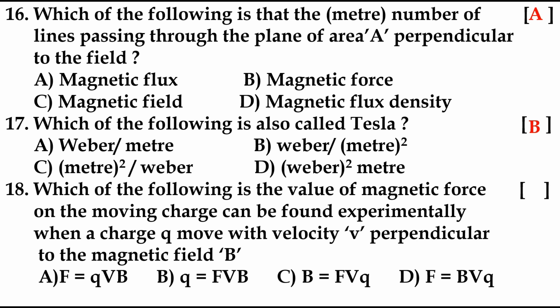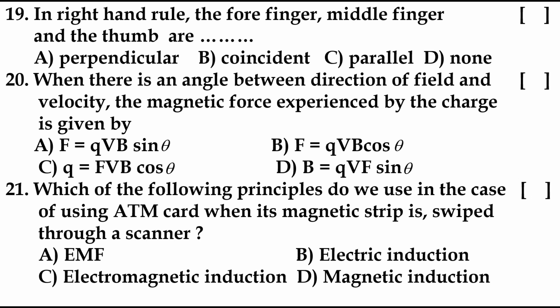18. Which of the following is the value of magnetic force on the moving charge that can be found experimentally when a charge Q moves with velocity V perpendicular to the magnetic field B? A F equals QVB, B F equals QVB, C B equals FVQ, D F equals BVQ. Answer is option A, F equals QVB.